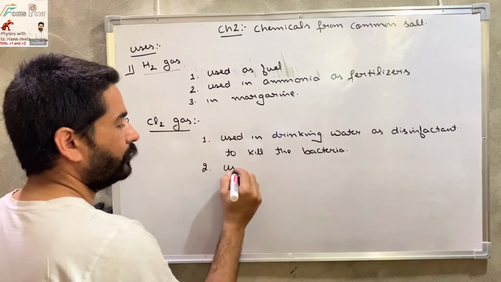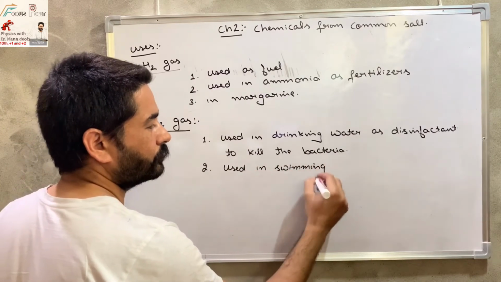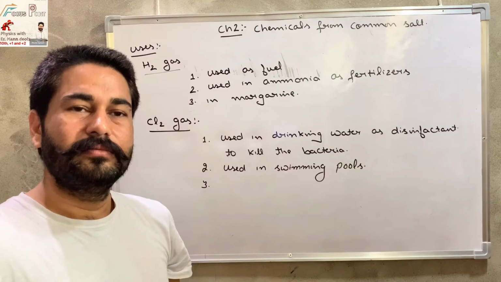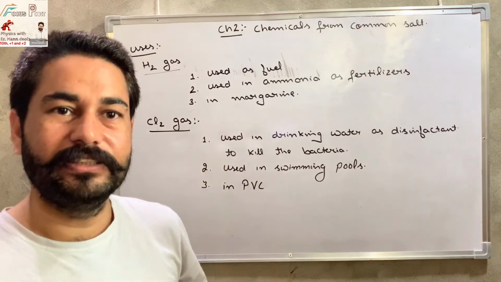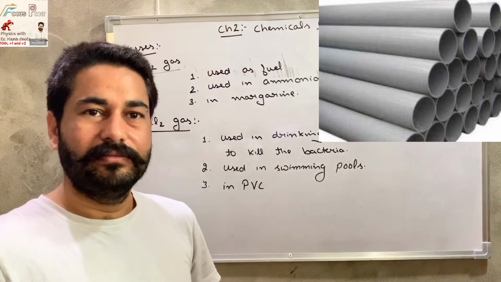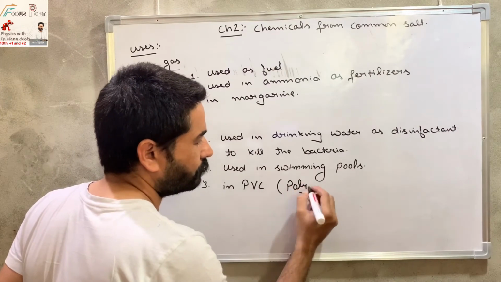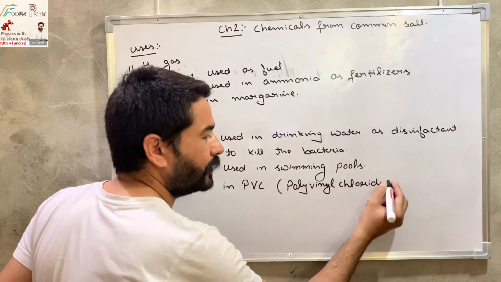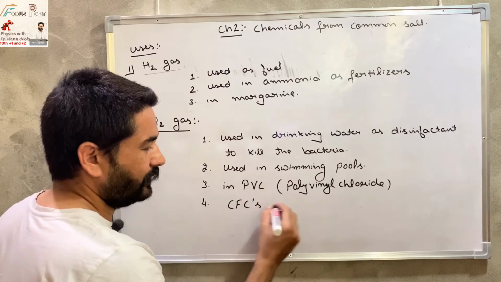Second, used in swimming pools again. Chlorine is also used to prepare PVC pipe. You might have heard about this PVC, polyvinyl chloride. Whatever pipes we are using for water supply, there is a label of PVC pipes. PVC full form is polyvinyl chloride. So fourth is in CFCs. CFC is clear, chlorofluorocarbons.